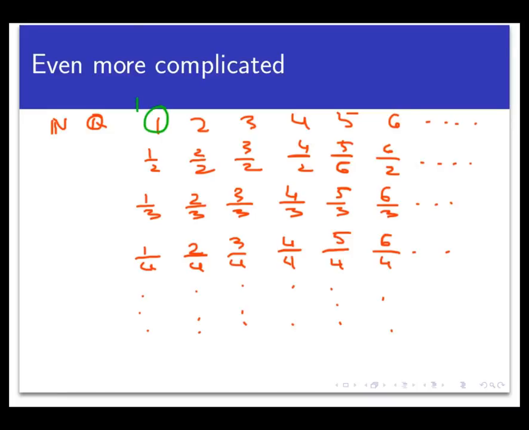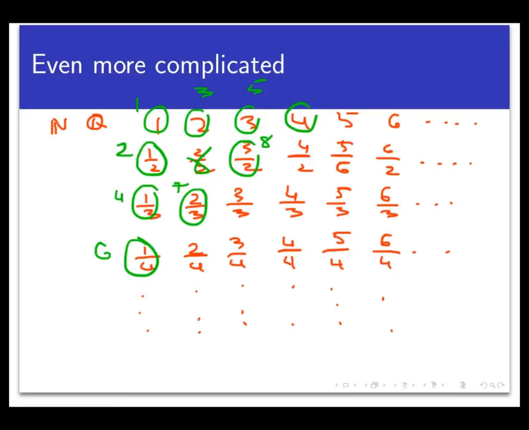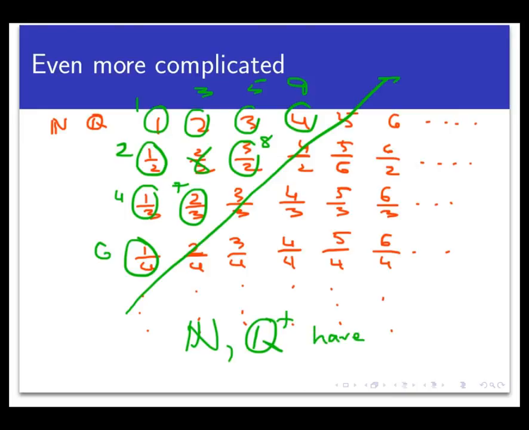I'm going to pair off this one with 1, this one with 2, this one with 3, this one with 4. Skip that one, this one with 5, this one with 6, this one with 7, 8, 9, and so on. You can see what I'm doing here: by going up through the diagonals like this, I can list off each of these positive rational numbers and pair it off with a natural number. So the natural numbers and the positive rational numbers, which I'll denote with a little plus there, have the same cardinality, even though the positive rationals is in some sense enormously larger than the natural numbers. They have the same cardinality.